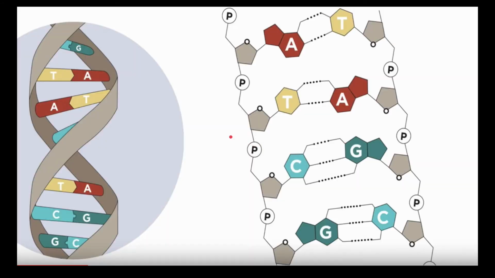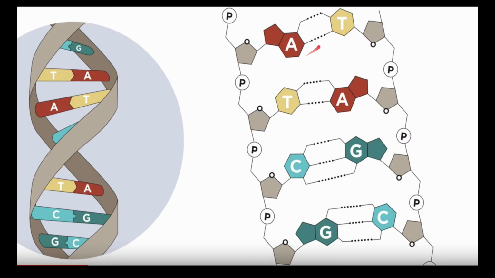So DNA is made up of nucleotides that consist of a phosphate, sugar, and nitrogen base. So the four nitrogen bases are adenine, thymine, cytosine, and guanine. So adenine and guanine are known as purines, which are made up of a two-ring structure. And thymine and cytosine are known as pyrimidines, which are made up of a one-ring structure.